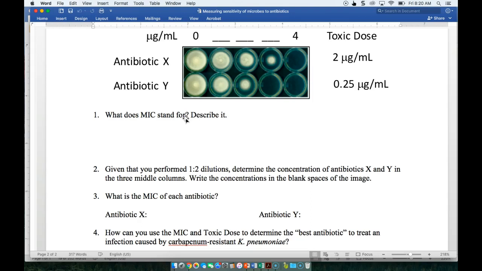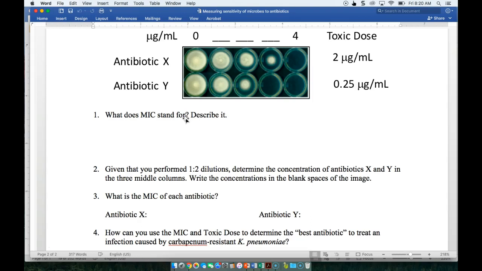How do we calculate therapeutic index? What's the equation we use to calculate it? Toxic dose over therapeutic dose. So for antibiotic X, it's 2/4. Is that right? Just a half. For Y, it's 0.25/2. All right on that? Yeah. Okay. Which is 0.125.